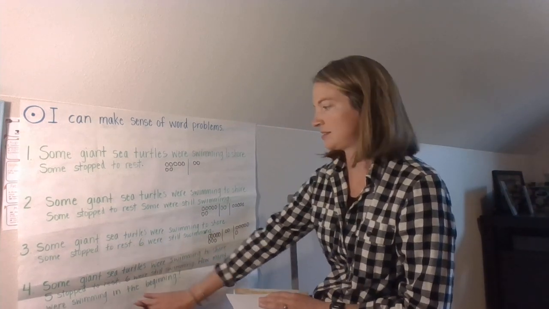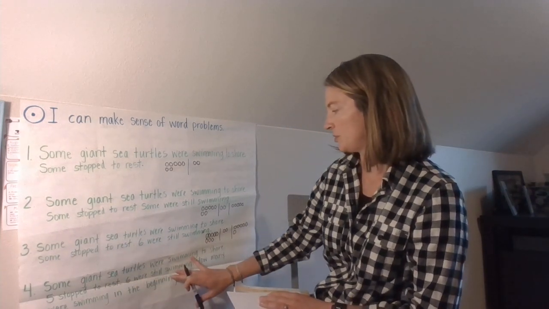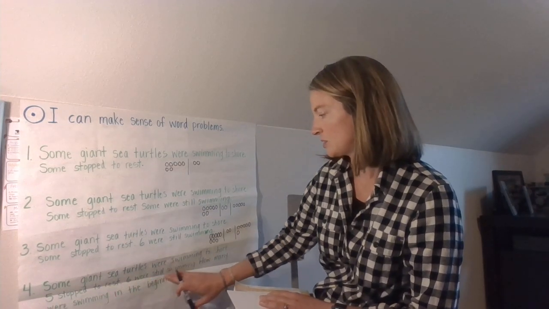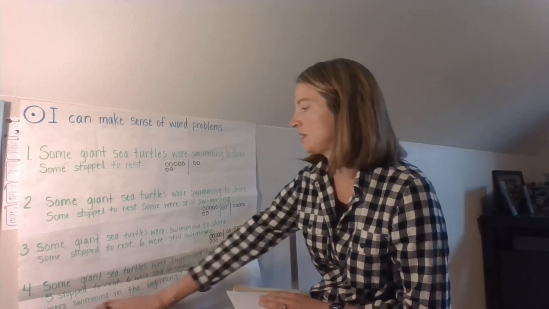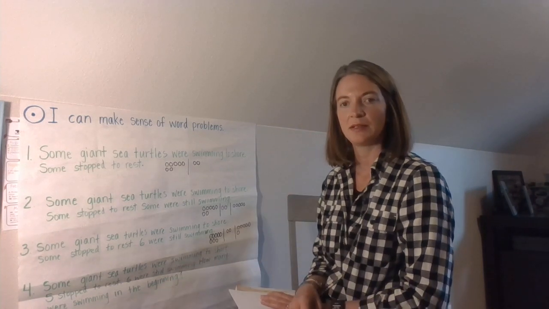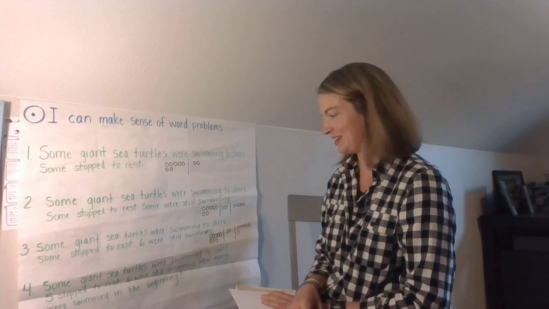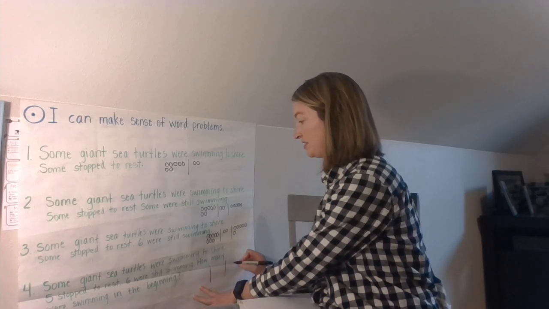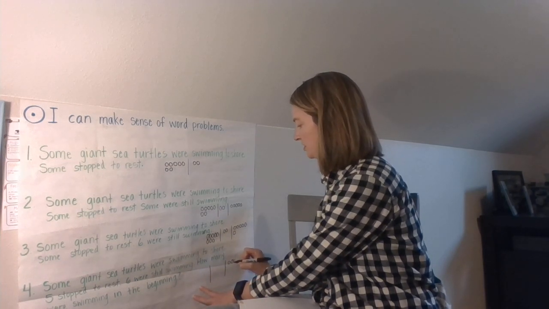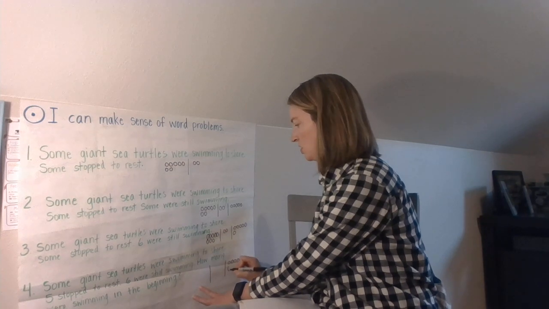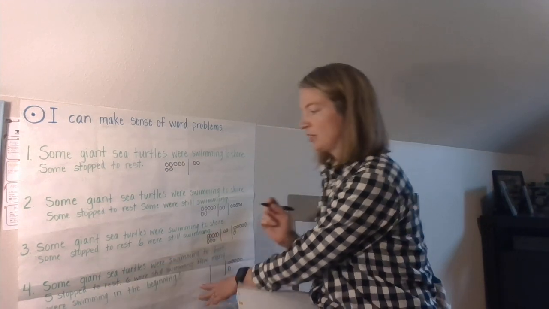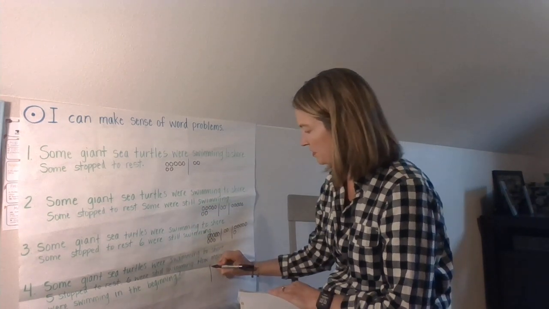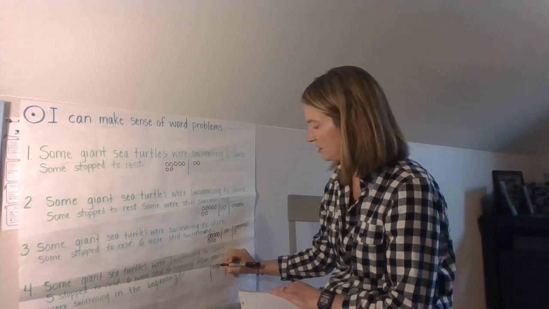The final clue says, some giant sea turtles were swimming to shore. 5 stopped to rest. 6 were still swimming. So how many were swimming in the beginning? So we have some more information. Now we still know that we had 6 that were still swimming, so I'll add those. We know that 5 stopped to rest. That changed from our original clue that we had. So I'm going to put those 5 that stopped to rest.